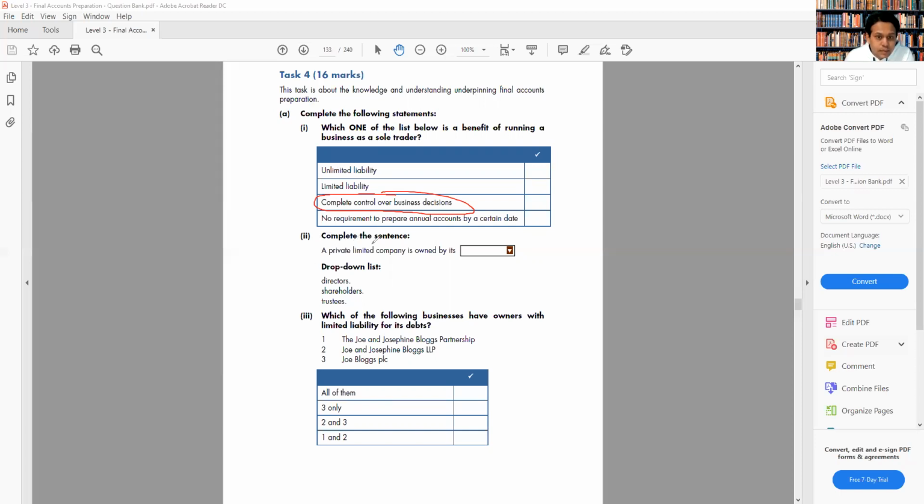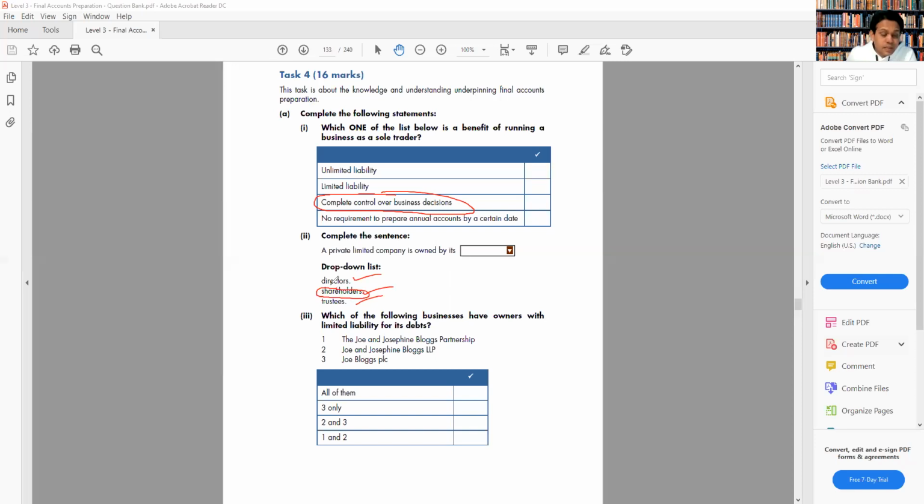The next one we have, complete the sentence. A private limited company is owned by whom? Company owned by whom? Directors, shareholders, or the trustee? Remember, even sometimes we think that directors are the owner of the business. A director can be or cannot be the owner of the business. The main owner of the business is the shareholder. Remember that. The main owner of the business is the shareholder.